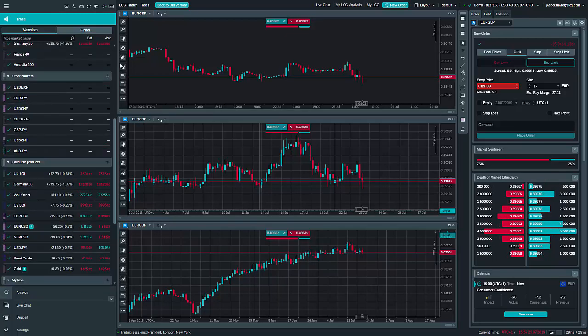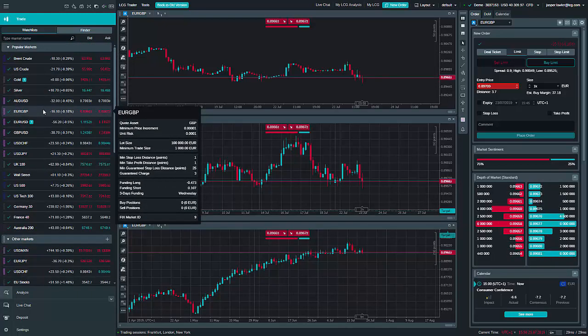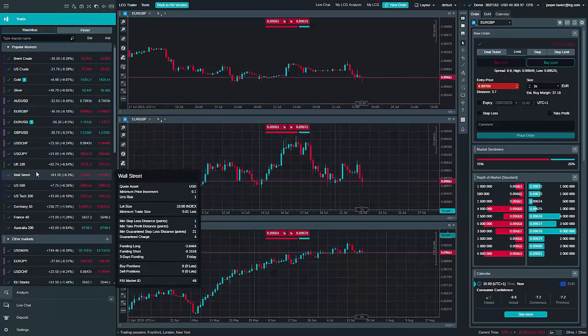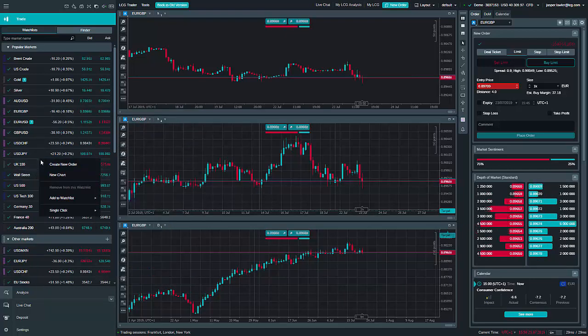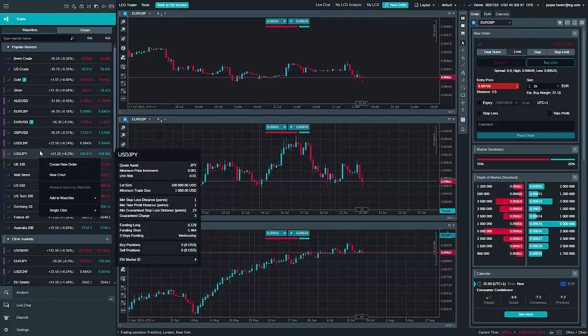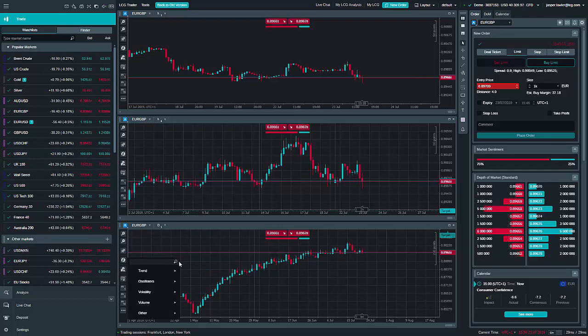So that covers the bulk of how you'd use watch lists. Obviously, this is just a convenient way to see the different markets that you're interested in. And when you right click on these things, as we saw before, you can see the information by hovering on them, or you can create an order or see the chart of this particular market you want to trade. So that is probably most of what you need to know in terms of a watch list.